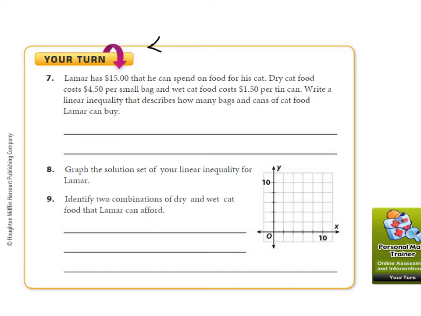Could he spend exactly $15? And the answer to that is yes. So we're looking at the inequality sign, less than or equal to. Well, in order for him to buy food, he's got 2 types. He can buy dry cat food at $4.50 per bag.